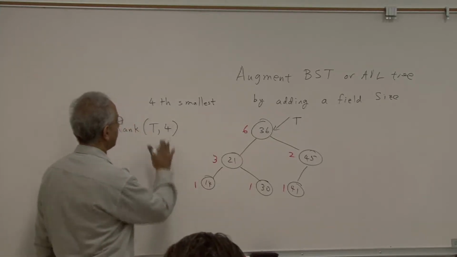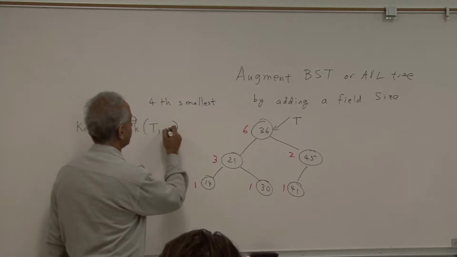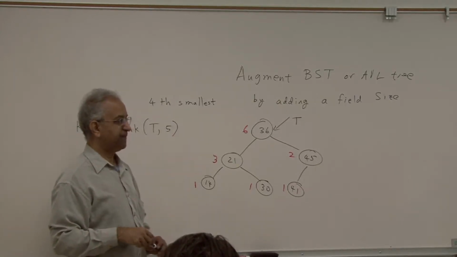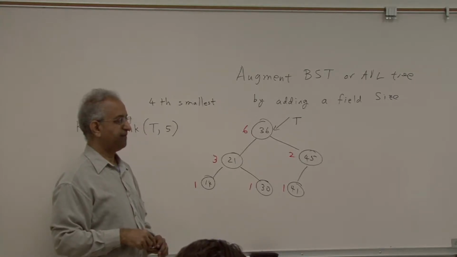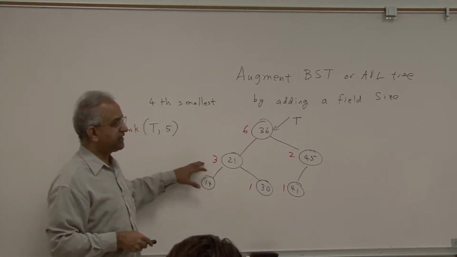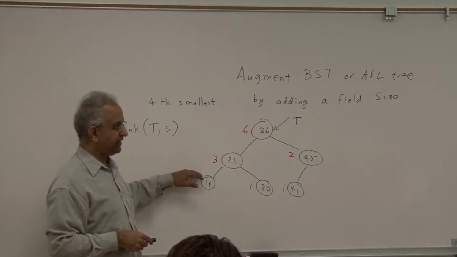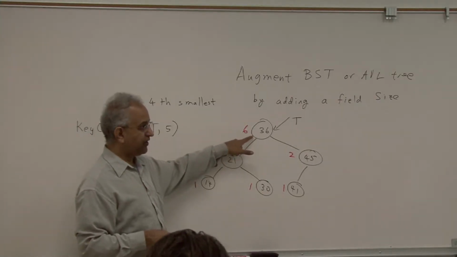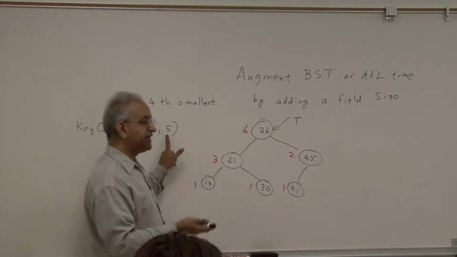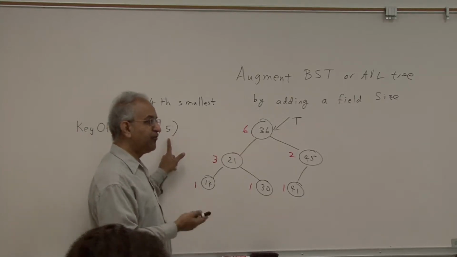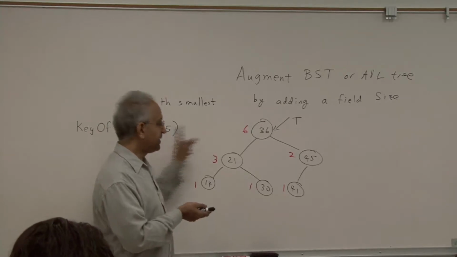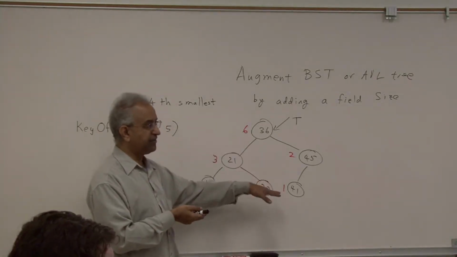So what if I'm looking for the fifth smallest? Again, you look at the size of the left subtree, that is 3, and then you add 1 for the root, that's 4. This number is still smaller than what we're looking for. Therefore, we know that the fifth smallest key has to be where? On the right subtree. Therefore, I continue recursively.